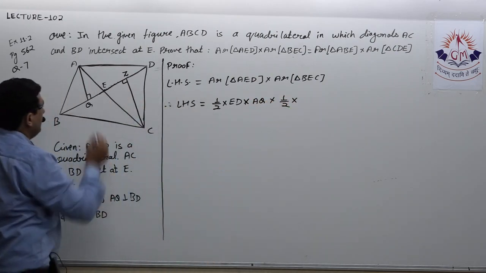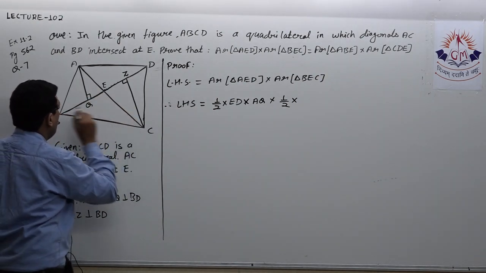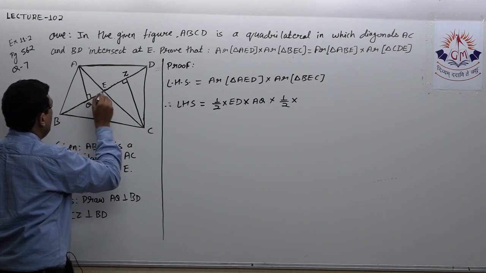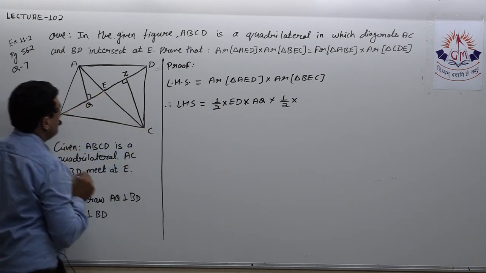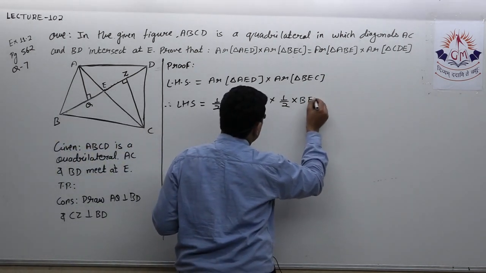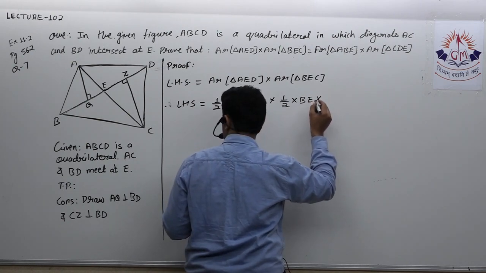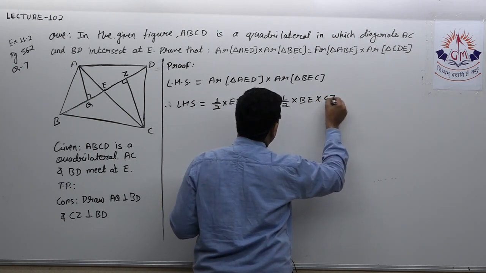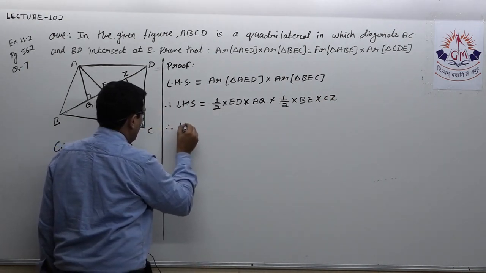Multiplied by 1 by 2 into, for triangle BEC, I am taking the base as BE and this is the altitude. Base is BE, altitude is CZ.